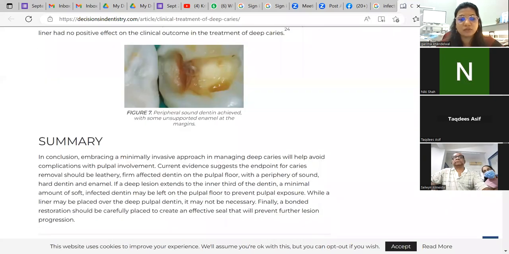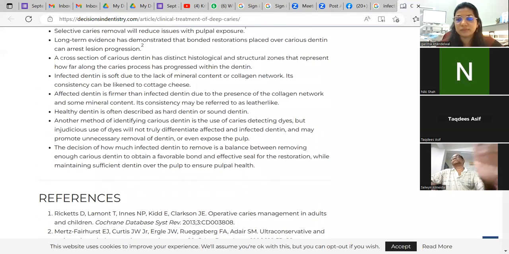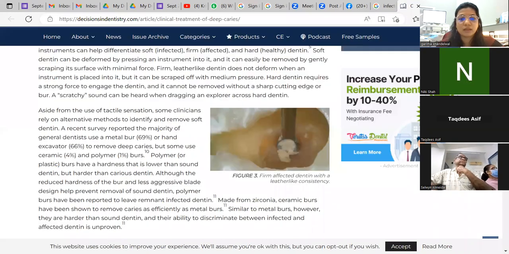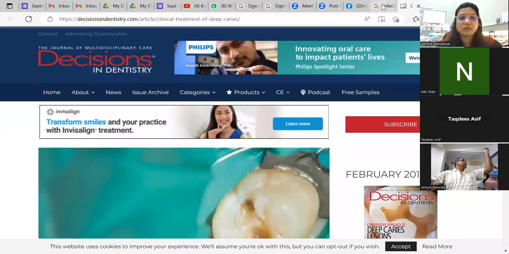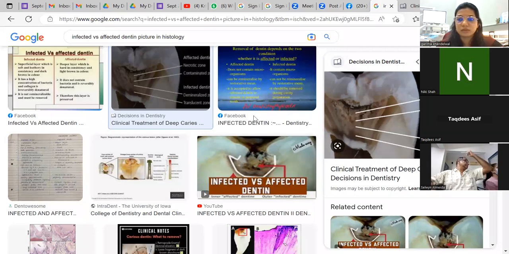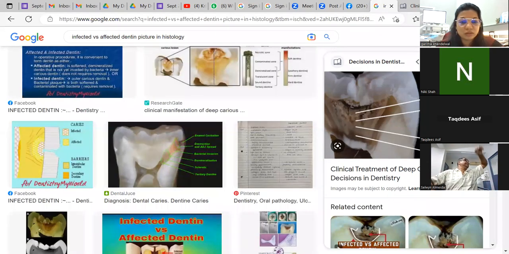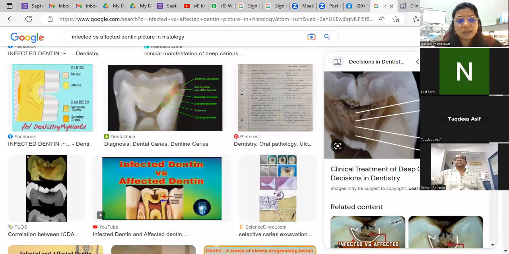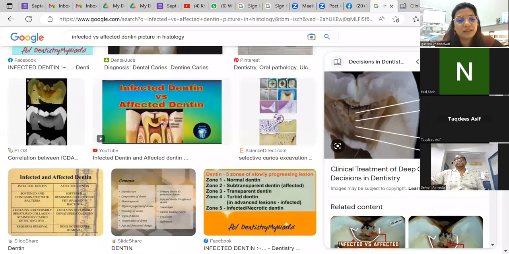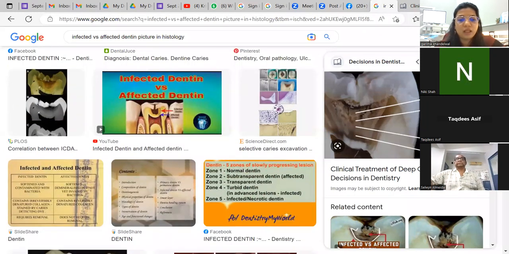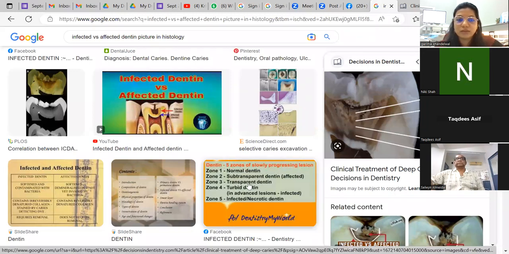If you have ever tried to do that, you will know. Have you ever tried to remove the affected dentin, any one of you? So I should go back to some other picture. There was one very nice picture with tubules and all. Anyways, you need to know the layers of infected and affected dentin. Yeah, here. Do you see this picture?